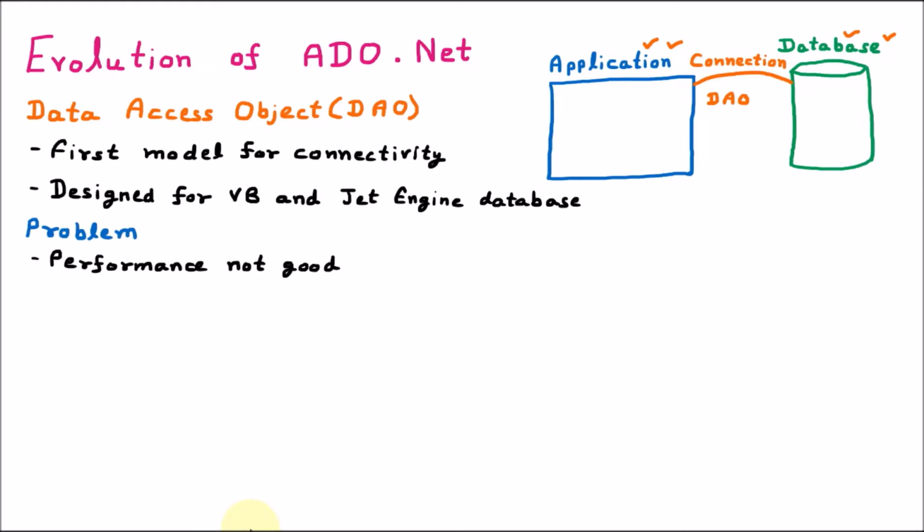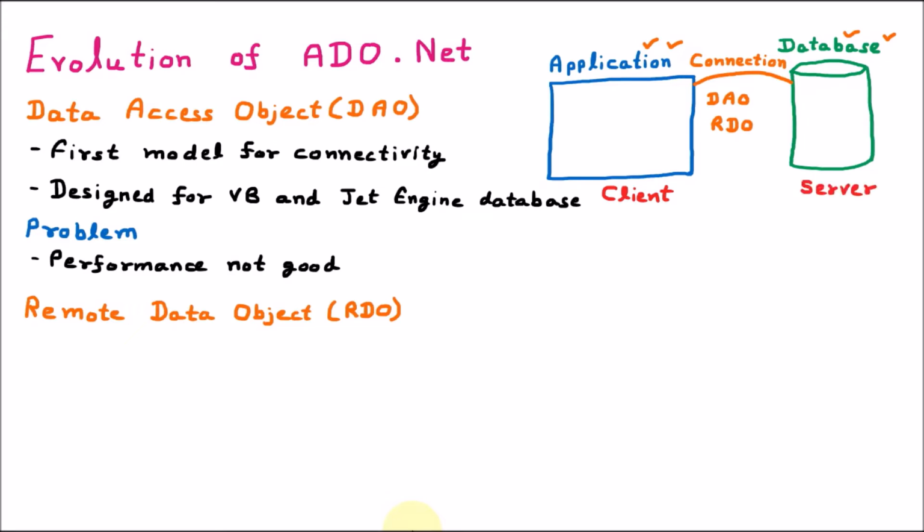Then afterward, we have the next type of connectivity, that is RDO. RDO stands for Remote Data Object. As the name signifies, if your database is remotely present, that means it is not locally on your system, we need this RDO. Let's assume that you have designed the application on your system. So we can say that your system is the client, and you have designed your database somewhere far away from your system, and that is the server.